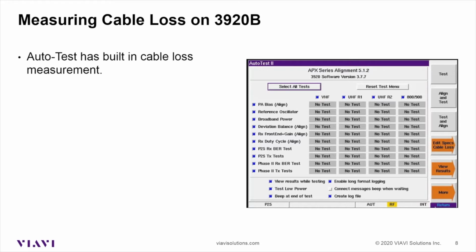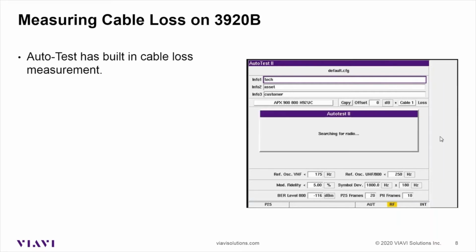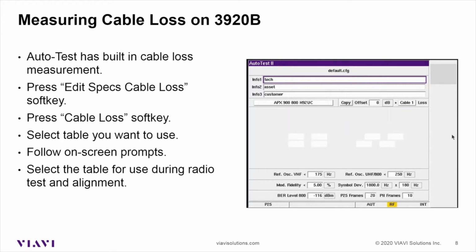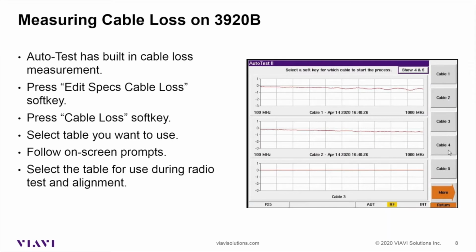On the 3920, we have a built-in automated test or measurement for that cable loss. It's real handy. We go into auto test, we click on the edit specs soft key, go to the cable loss screen, and then select the table that we're going to characterize or store, and then just follow the on-screen prompts. The neat thing about this is in the background, we're actually sweeping this cable from 100 megahertz out to 1,000 megahertz. So no matter which band that radio is, it's automatically measuring that for you, okay?